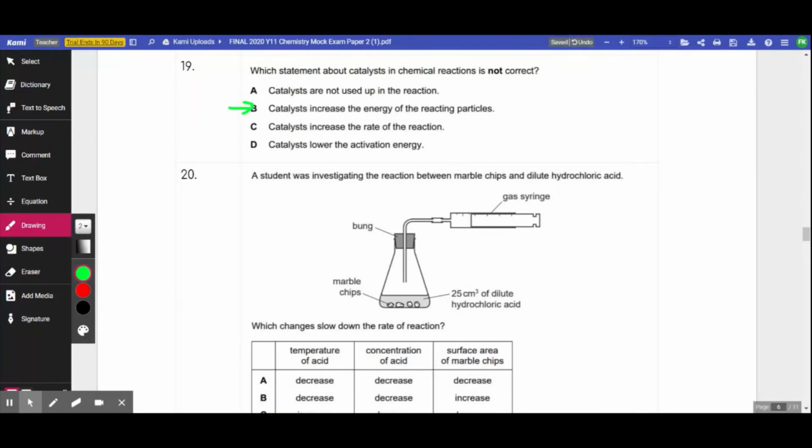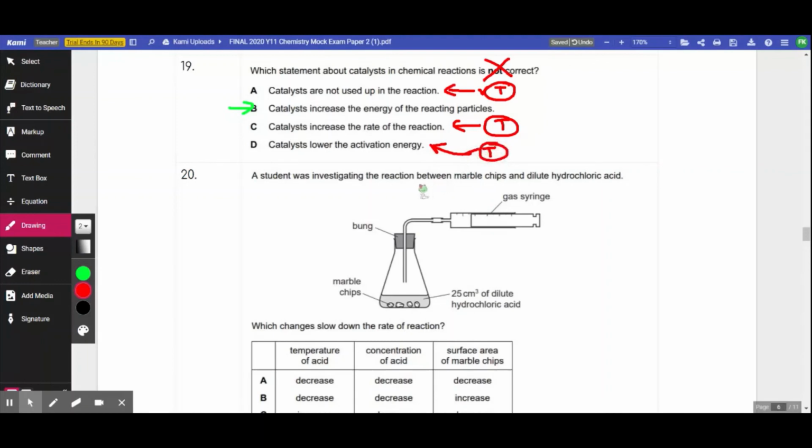So if we just have a look at each statement about catalysts in chemical reactions, and exclude the obviously true ones, you've got to remember that this is a big "not correct." Which one is correct? That one is correct, so we could just put a true there. Catalysts increase the rate of reaction. Yes, that's true. Catalysts lower the activation energy. Yes.